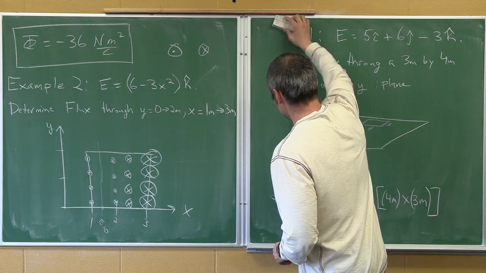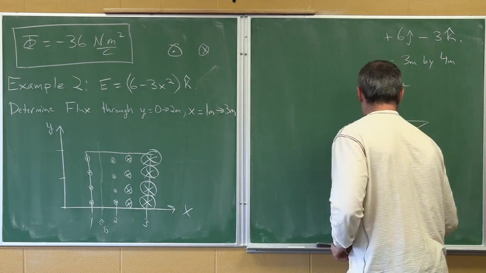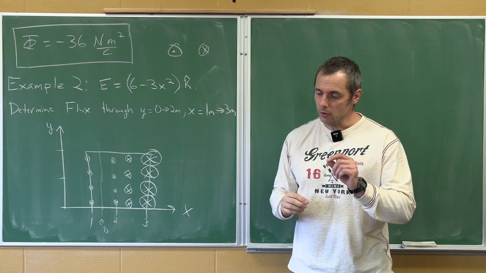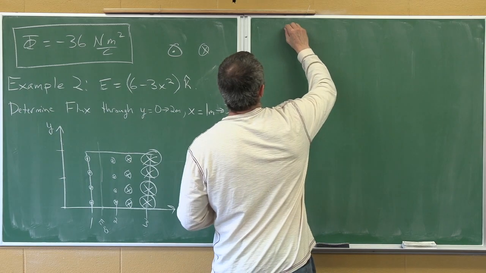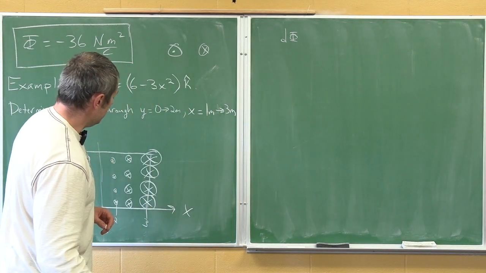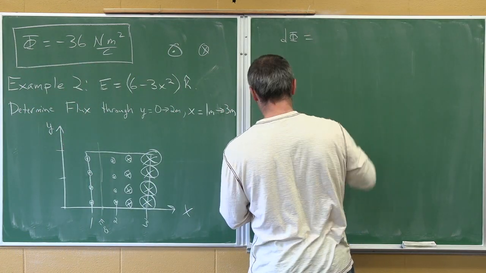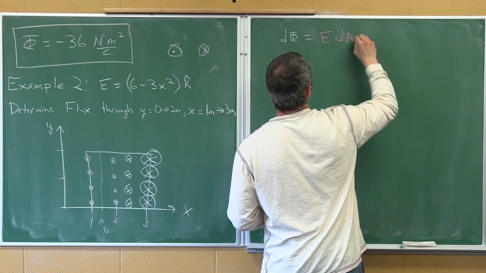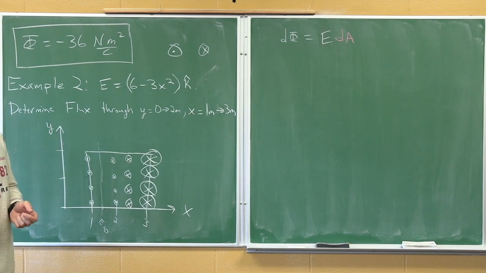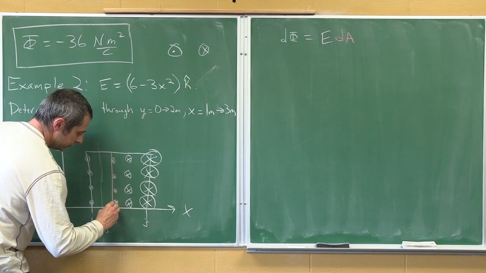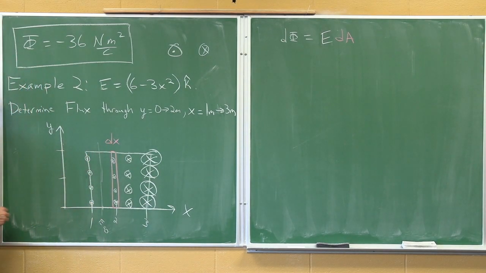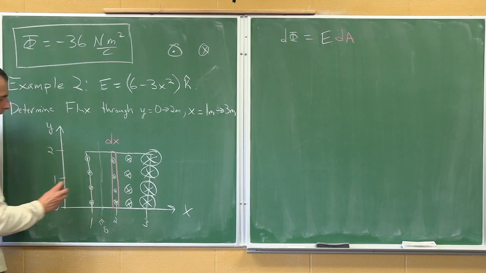How can we do it? Well, we can't use E times area. But we can use the concept of E times area if we pick a small area over which the electric field is roughly constant. So we could say the dΦ, the flux through a little area, would be, if we pick the area correctly, E dA. So what area can we pick so we could use that? We have to pick an area that's oriented like this. Skinny, a thickness dx, and a height from 0 to 2 meters. In other words, 2 meters tall.